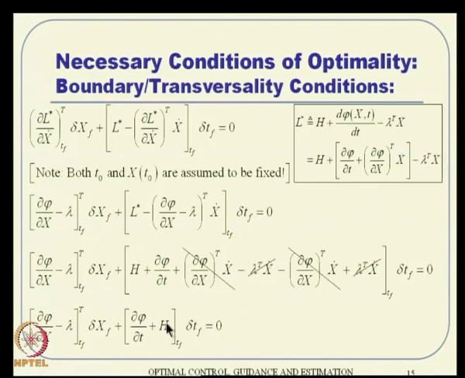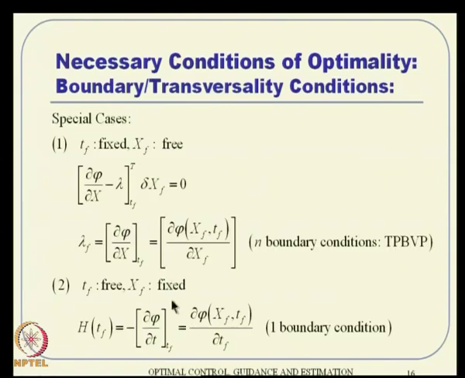In addition to that, sometimes delta xf is 0, that means xf is fixed, and then only this one is left out, your delta tf is free. That means the Hamiltonian at the final time is nothing but minus del phi by del t. Similarly, when tf is fixed but xf is free, then this is 0, but because this is free, this cannot be 0. So, you have lambda f equal to del phi by del x.